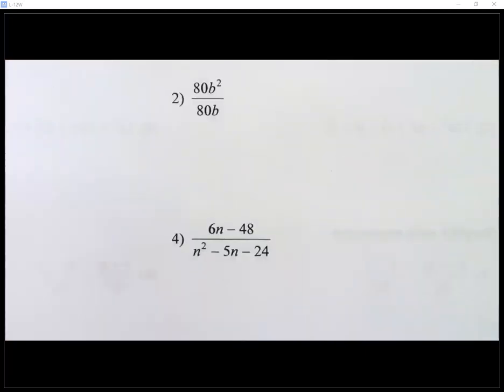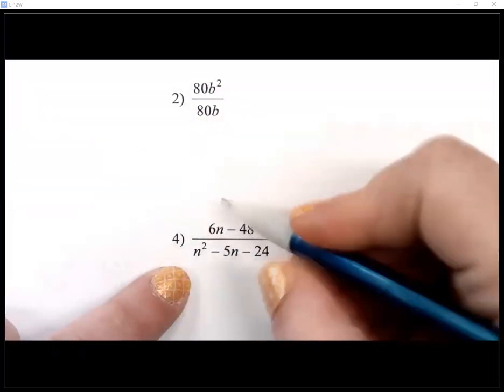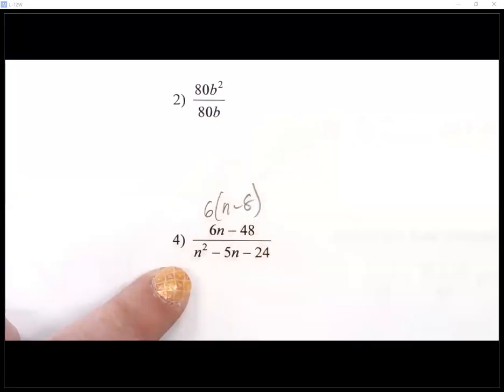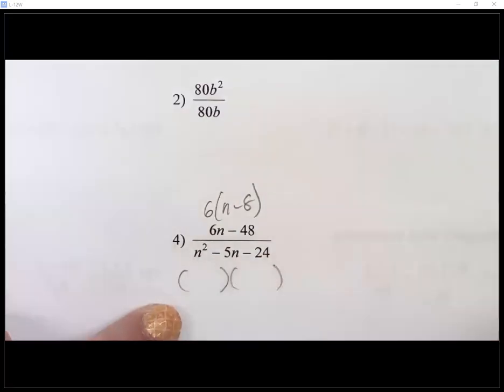This one, please do not come in here and just start canceling things out. That is not how this works. Guys, really almost for every single problem, your first step is to do what? Factor. Factor whatever can be factored. Up top, you could take out a 6. On the bottom, what does that factor into? -8 plus 3. Right, factors of -24 that have to be a -5 would be a -8 and a +3.